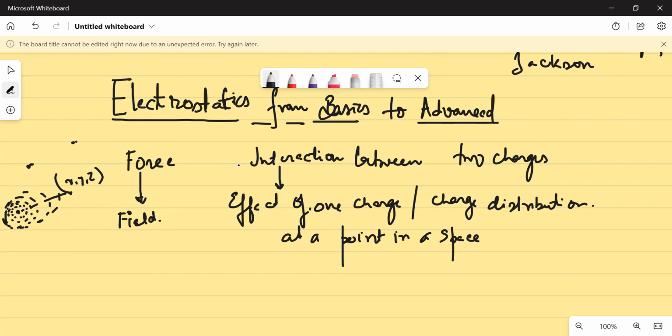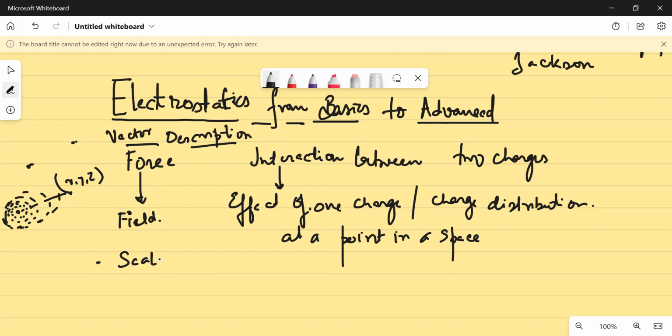This is a vector description. If I want to find the interaction between two charges, I can find it using force, that is, a Coulombic force here in particular. And if I want to find the effect of one charge or a charge distribution at a point in space, then I'm required to find what is called the field. I'll come to this field also, but later. Just recapitulating what you've already done.